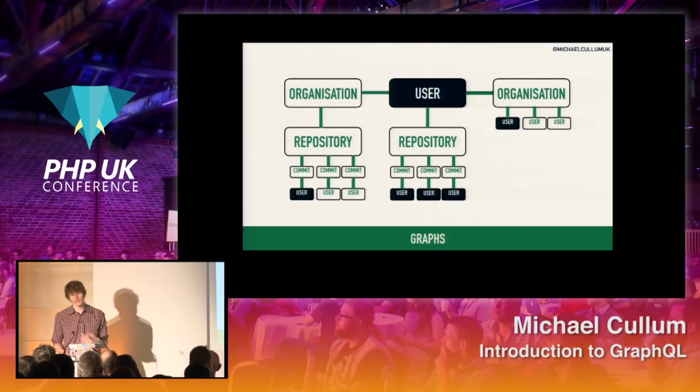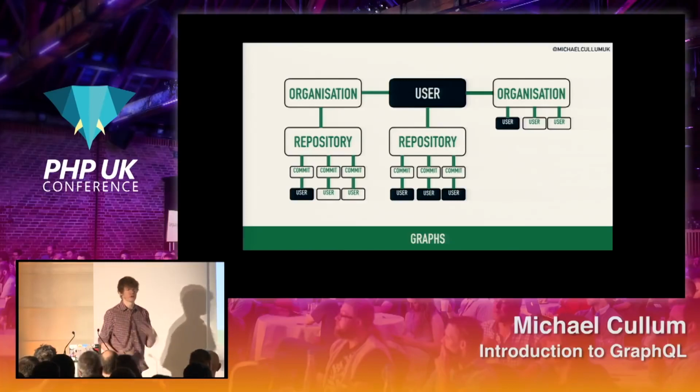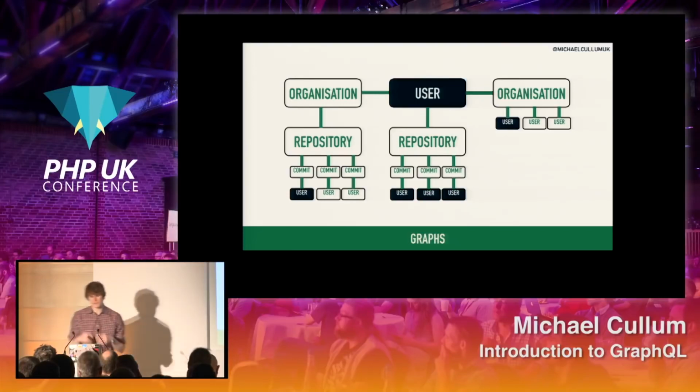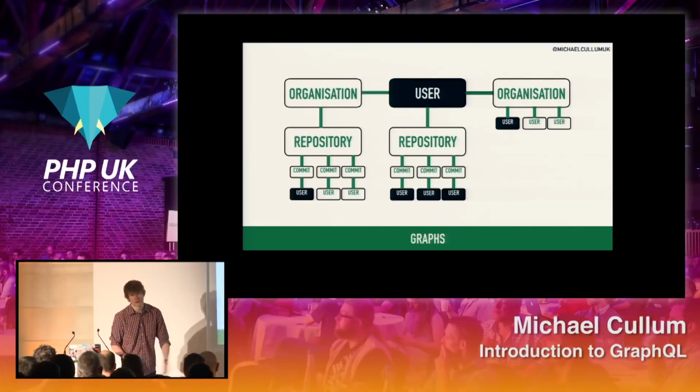Throughout this talk, I'm going to use GitHub as an example. It's something that we're all quite familiar with. We'll talk about users, we'll talk about repositories. But if we start to think about this as a graph, we have you as a central user, and then we want to expand out. We want to look at the organizations you belong to. So I belong to Sam Knows and Symphony, for example.